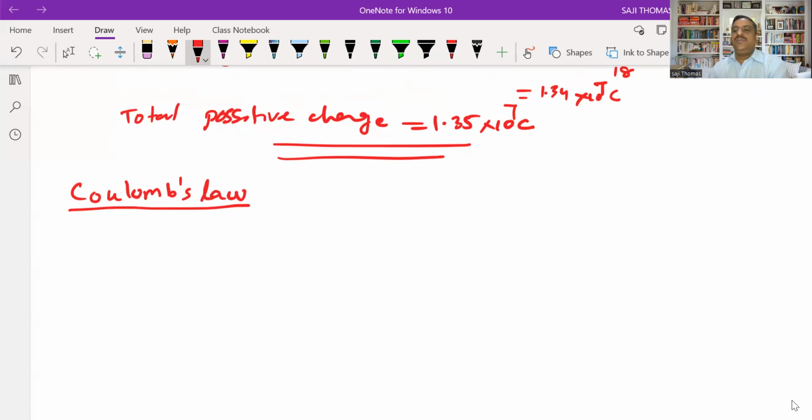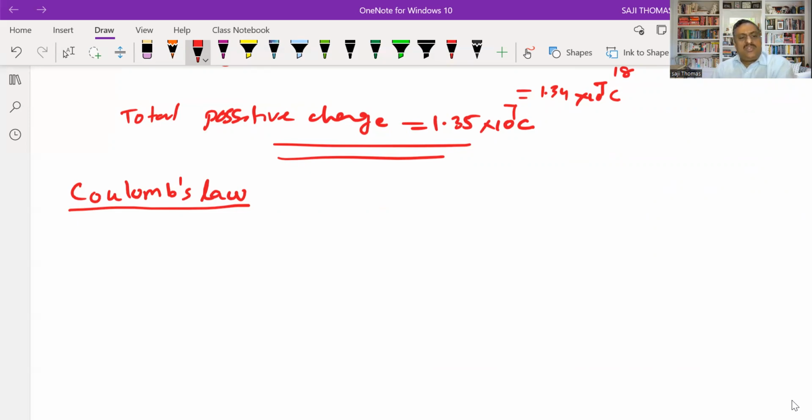One important thing you have to remember here is that Coulomb's law is valid only for point charges, point sized charges. Charge size is very small, negligible dimension we can say, very point sized charges. So Coulomb's law is applicable only for point charges. This you have to keep in your mind.